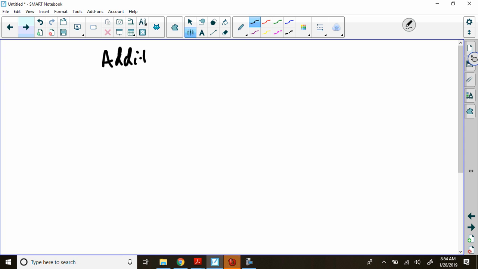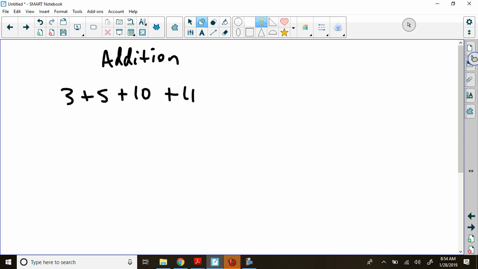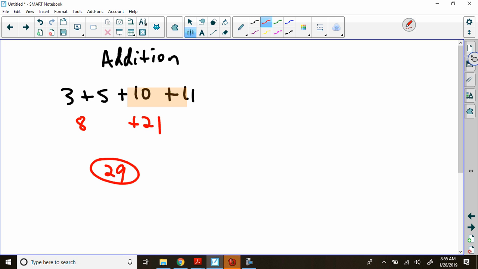Addition. Of course, everybody knows 3 plus 5 plus 10 plus 11. PEMDAS says from left to right, we just add as we see them. So we could put 3 and 5 together, and that makes 8. Now, if you wanted to pair up the 10 and the 11 and add those next, you could. Or if you wanted to add 8 to 10, you could do that. It doesn't really matter. No matter how you go about it, you're going to get the same answer. 10 and 11, if we pair those up, make 21. 8 and 21 make 29, right? Any order that we add those in is going to give us the same answer.